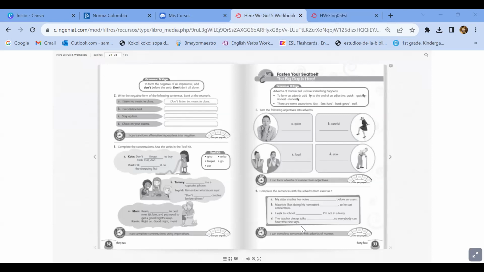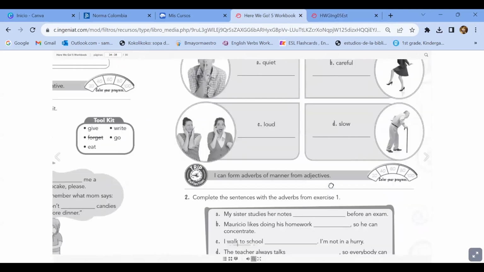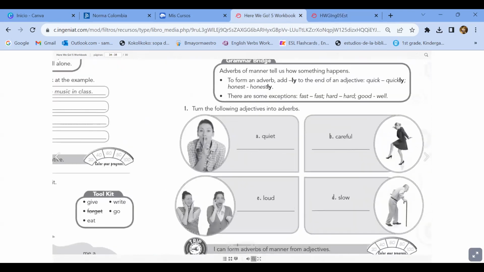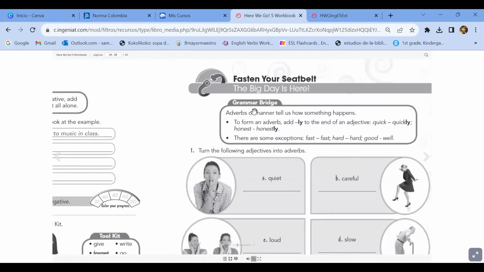In your workbook, it's very, very easy. In your workbook, on page number 33, you're going to do this activity. We have a grammar bridge. In the grammar bridge, you have a reminder about this class. Adverbs of manner. Okay? Don't forget, for an adverb, add -ly to the end of the adjective.